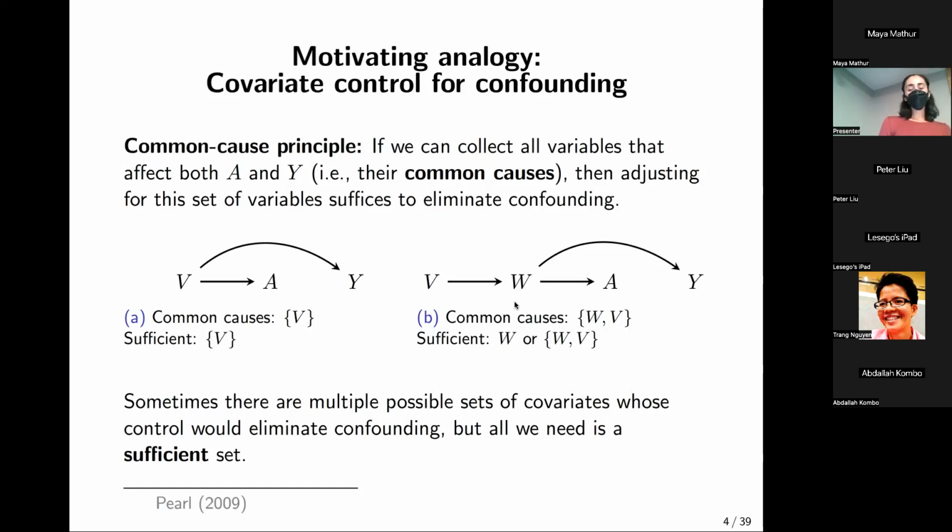Okay, and then on the right-hand side, we have a case where we actually have two variables that are common causes, both V and W. And so indeed, controlling for both of these would suffice to eliminate confounding. Now, this is an example of where we don't necessarily need to adjust for all common causes. It might not be a minimal set.